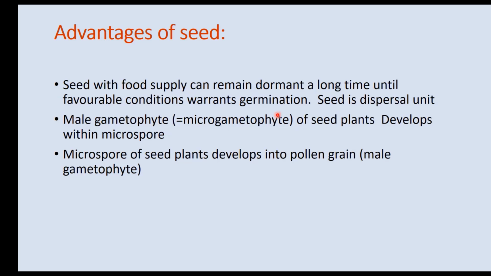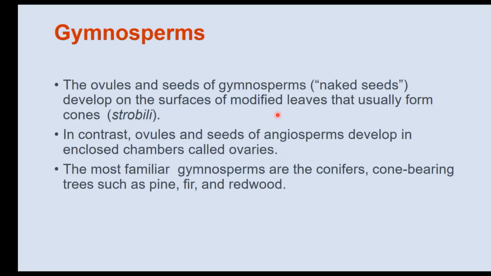The male gametophyte, the microgametophyte of seed plants, develops within the microspore. And the microspore of seed plants develops into the pollen grain, the male gametophyte, which are particularly types of the advantages.